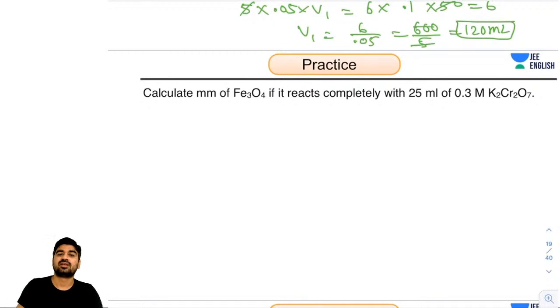Yes, guys. Calculate millimoles of Fe3O4 if it reacts completely with 25 ml of 0.3 molar K2Cr2O7. Be fast. I'm not getting any answers.